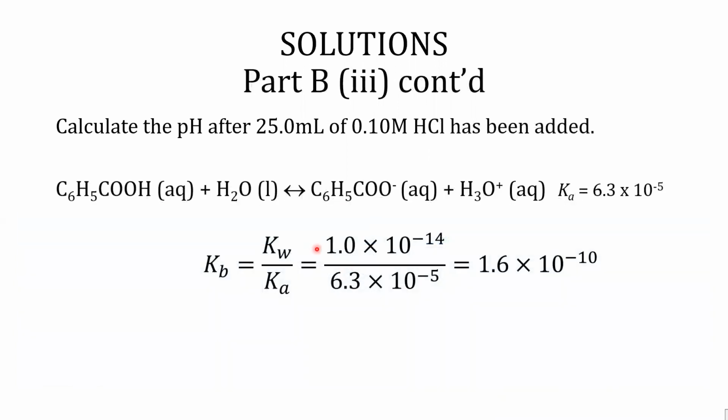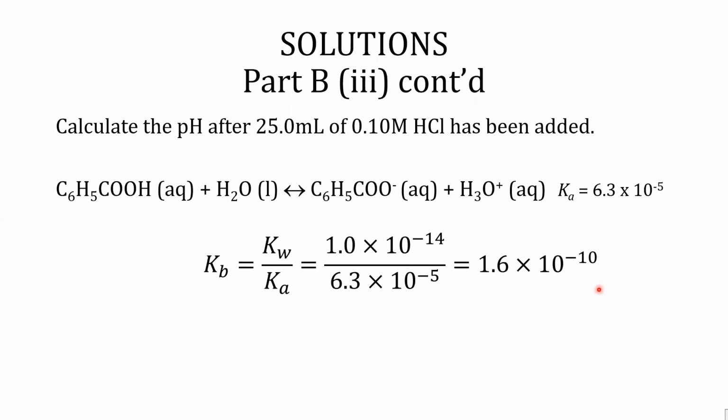At the equivalence point, one needs the Kb of C6H5COO minus. The Kb of C6H5COO minus is Kw over Ka, or by taking 1.0 times 10 to the minus 14 and dividing by 6.3 times 10 to the minus 5, which is 1.6 times 10 to the minus 10.